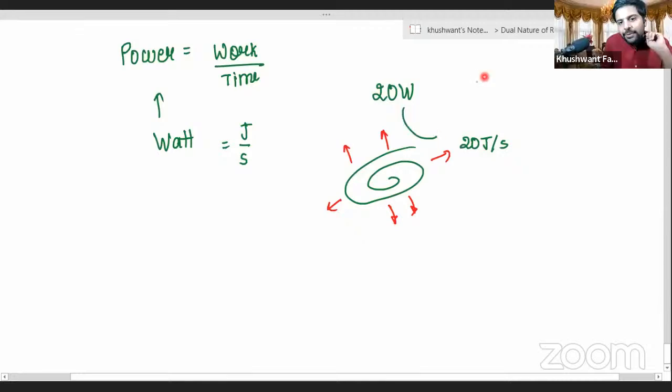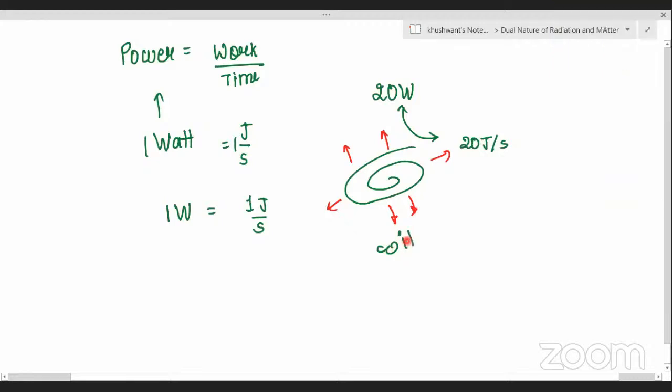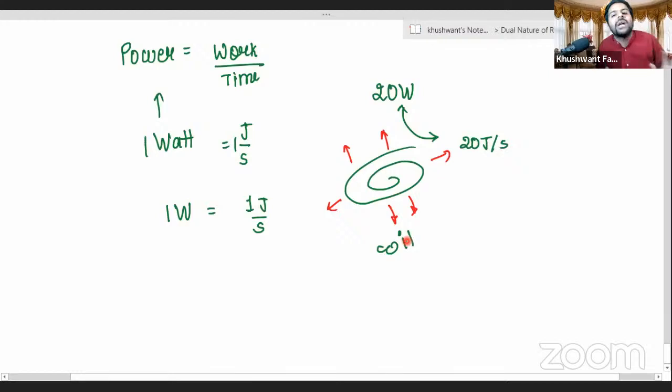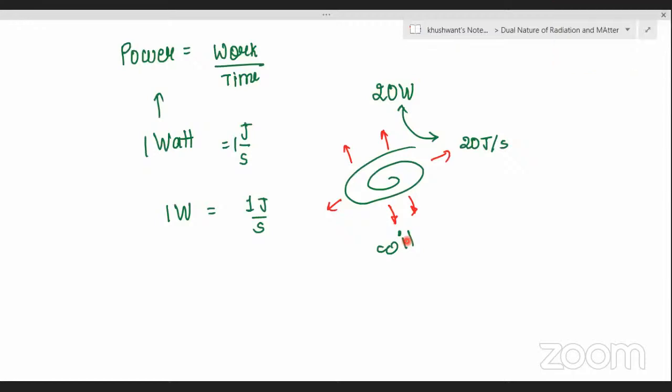Yes, see, I told you that 1 watt is 1 joule per second. The meaning is that per second 1 joule of heat exchange is taking place. What did I say? Per second 1 joule of heat exchange is taking place. Meaning in every second 20 joules of heat is being released by that coil. Is this clear now? Okay, sir, got it. When I say my geyser's power is 20 watt, it means in 1 second, 20 joules of heat is being emitted by it. Get the idea? Yes, got it.